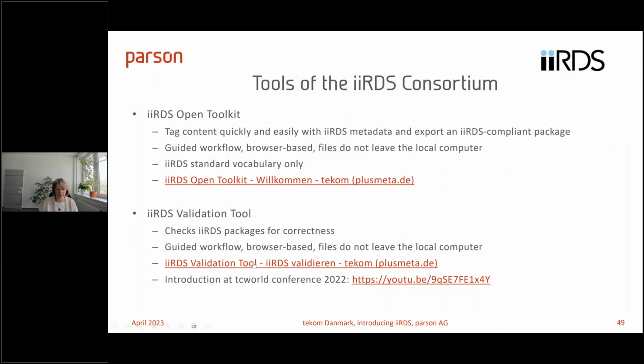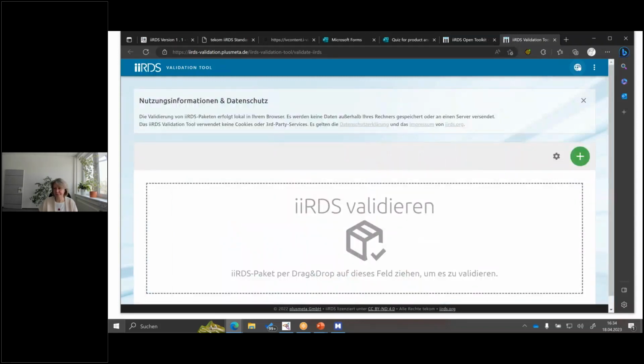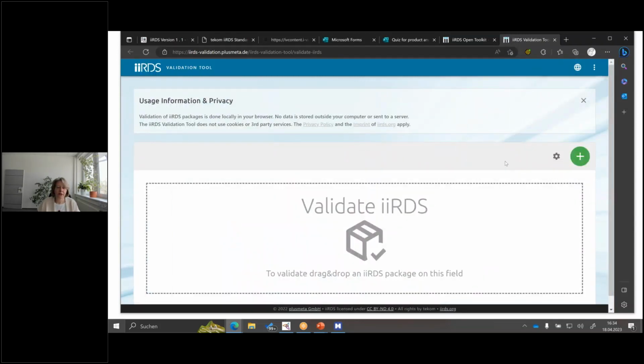The second tool that the consortium provides is the validation tool, which comes from the other end. You already have an iiRDS package. Maybe your system vendor said, okay, yes, of course, we can do iiRDS, this and this we generated in the CCMS. But your content delivery provider says this package is not valid. And then you are in the middle of those two. So we thought that a validation tool would be a good idea to validate packages as to whether they are standard compliant. And this is what this tool does.